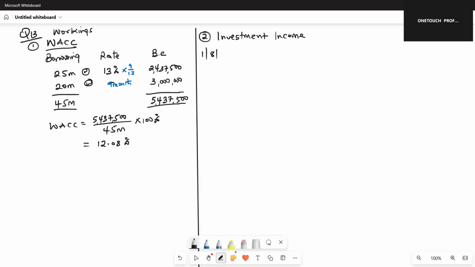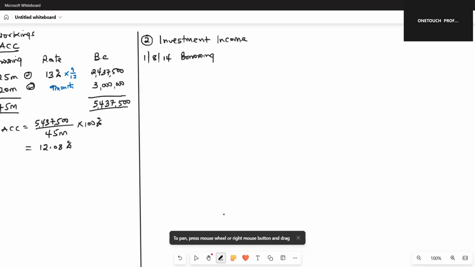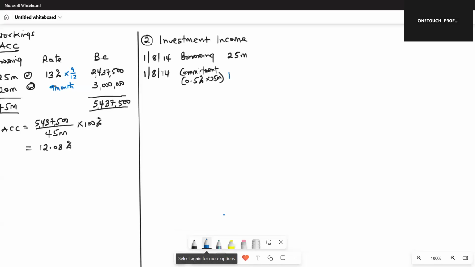First August, please, what's the year? 2014. The borrowing was how much? 25 million. Then, on that same 1st August 2014, we paid the commitment fee of 0.5% of 25 million. It gives us how much? 125,000.